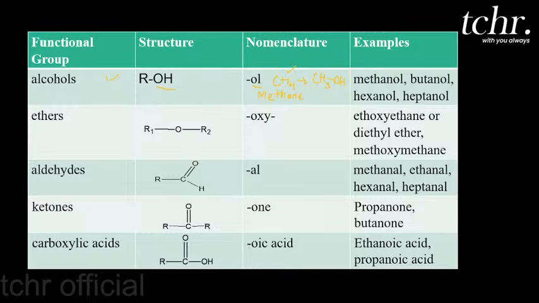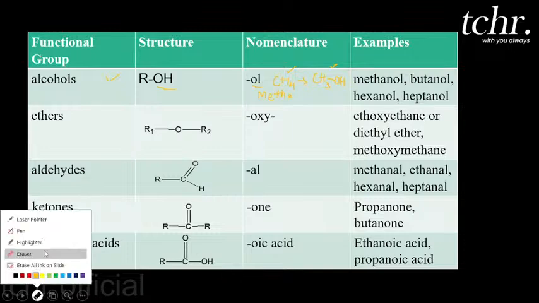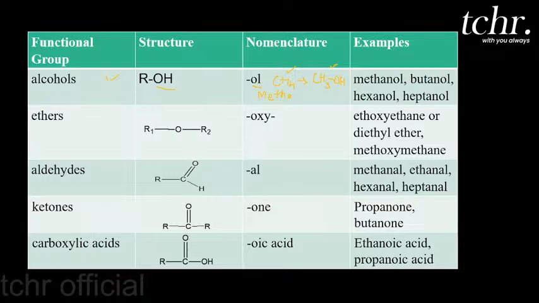And add OH functional group, and the formula will be CH3OH. Now how to name this CH3OH? Just you erase the last E in methane. See, this is a very simple way I'm explaining you. Add the suffix OL. So what you will get? Methanol. So what is the IUPAC nomenclature of CH3OH? It is methanol.